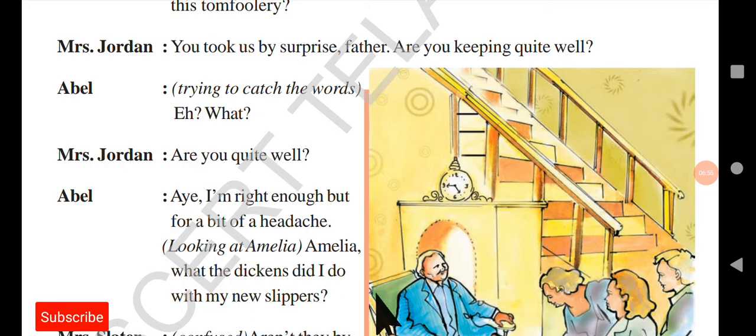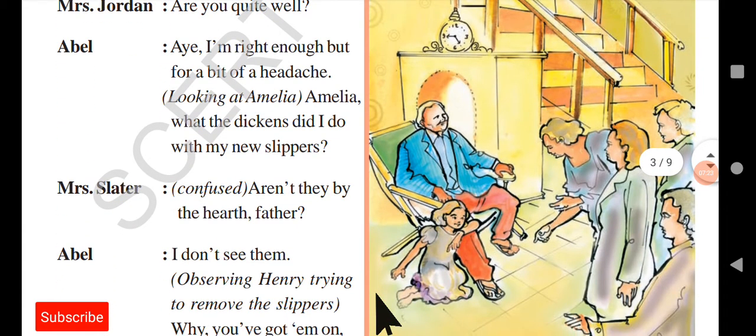So here Elizabeth comes forward after Amelia, after poking her finger into Abel Meriwether's body. Now Elizabeth asks, "Father, are you okay? Is everything all right with your health?" The old man says, "Yeah, I'm fine. Nothing happened to me. I just have a little bit of a headache, that's it." And looking for Amelia, the elder daughter, he asks for his slippers. "Where did I keep my slippers?"